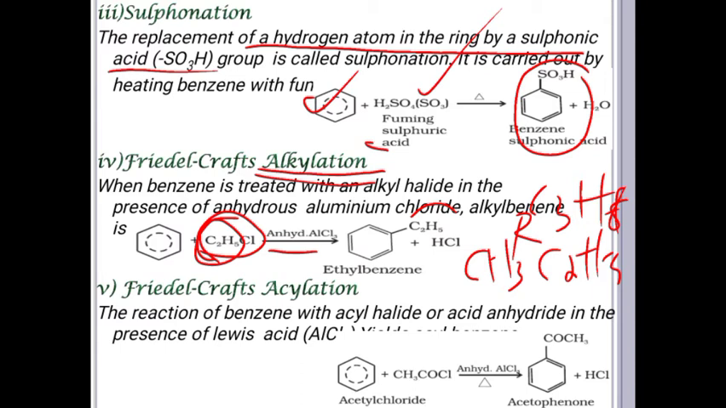And next one is Friedel-Crafts acylation. This is also similar. Acyl group is this one, CH3CO. So, instead of an alkyl group, if an acyl group is added to the compound, then we can call it acylation.